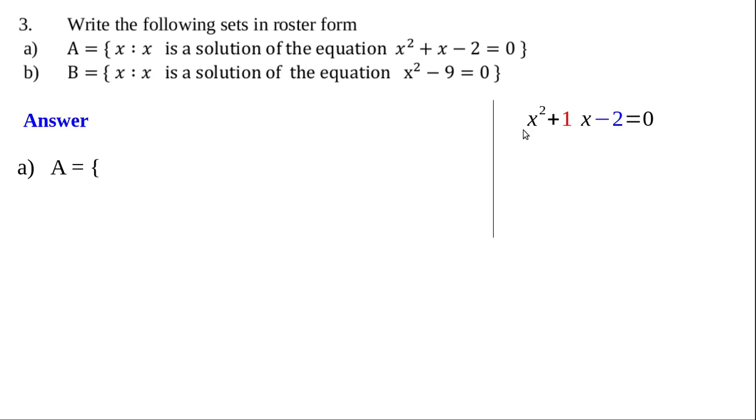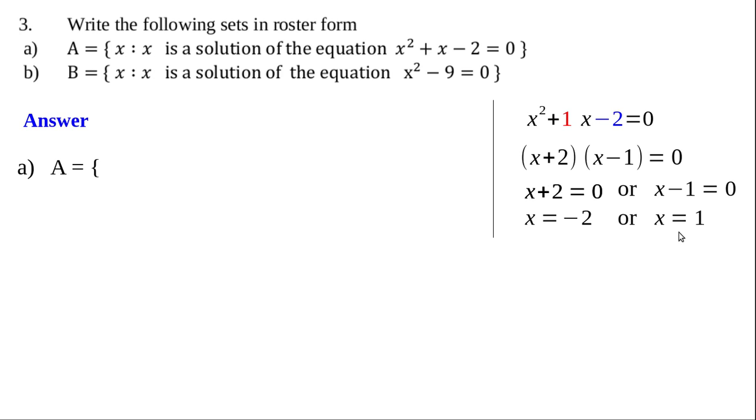Therefore, we can write this quadratic equation as a product of two linear factors: x plus 2 into x minus 1 equals 0. Product of these two terms equals 0. What is the meaning? Either x plus 2 equals 0 or x minus 1 equals 0. It means that x is equal to minus 2 or x is equal to 1. These are the solutions of this quadratic equation. Therefore, we write these two numbers here, separating the elements by commas and enclosed within brackets like this: {-2, 1}. This is the roster form of this set.